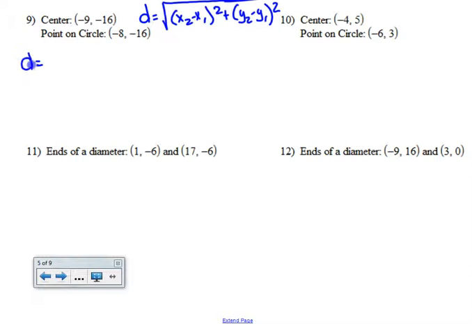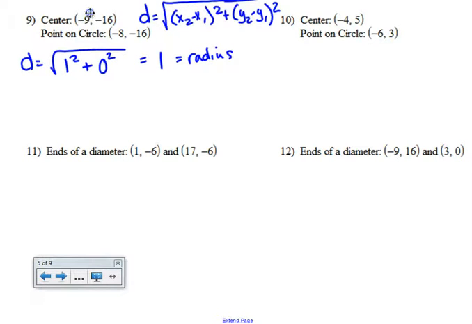The distance between the center and the point on the circle, if I look at my x's, it travels from -9 to -8. That's a distance of 1 unit, so 1 squared. And then -16 to -16 has not traveled anywhere, so that's a distance of 0 units. And that comes out to a distance of 1. I have just found my radius.